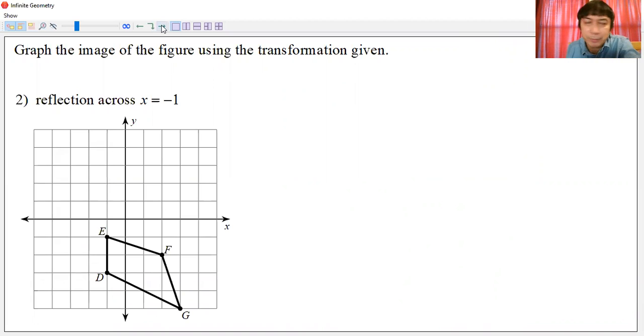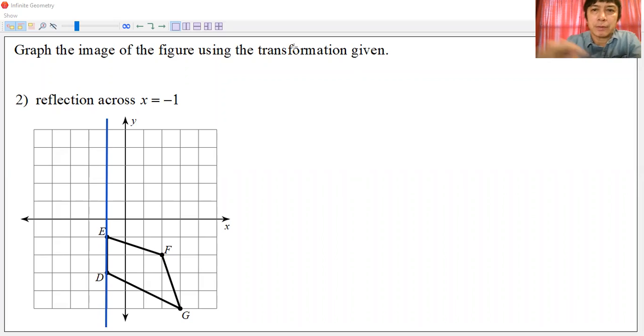Okay, here's number 2. Graph the image of the figure, reflection across x equals -1. So just like in the previous number, we have another vertical line of reflection. Let us draw that first. The location of that must be the same. All right, it's supposed to be this. Okay, that's x equals -1.